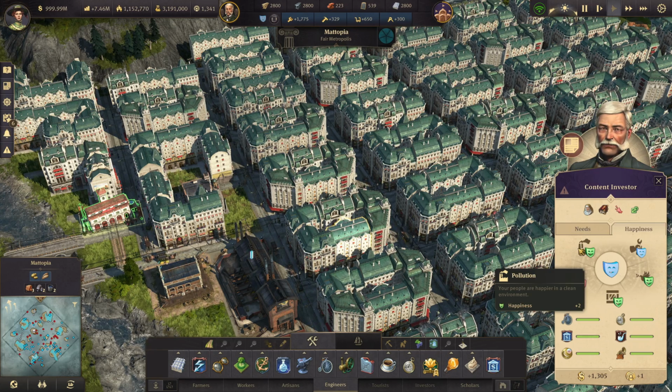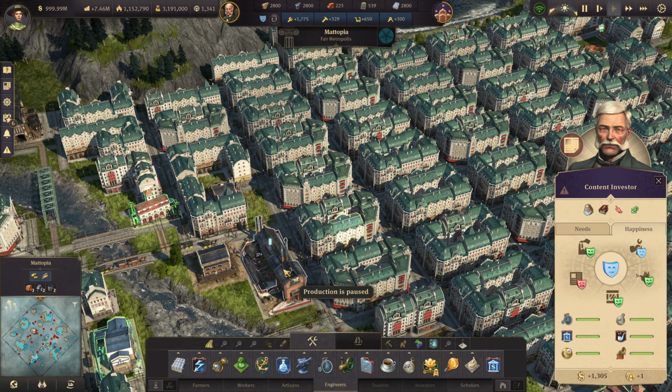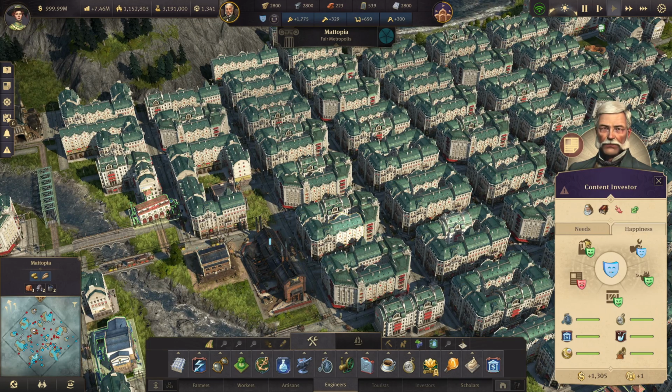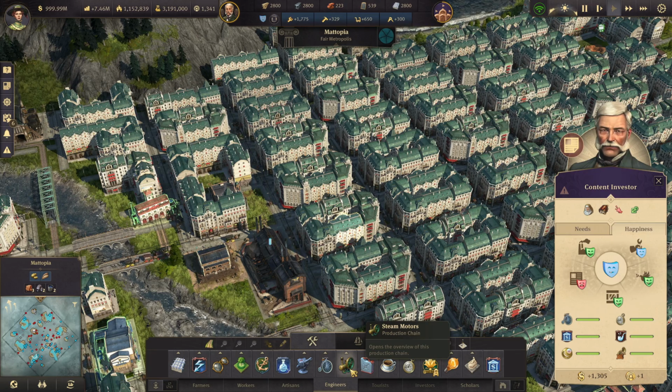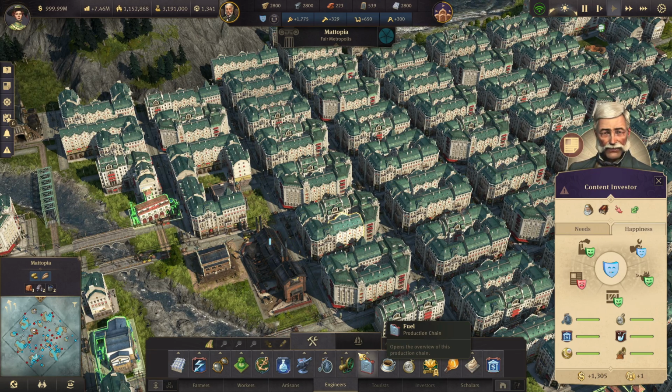So there are a couple of ways you can visually understand the smog, the actual black smoke, and it can contribute to the happiness, and it will tell you in the tooltip if it is a negative on the attractiveness, it's going to be contributing to pollution.